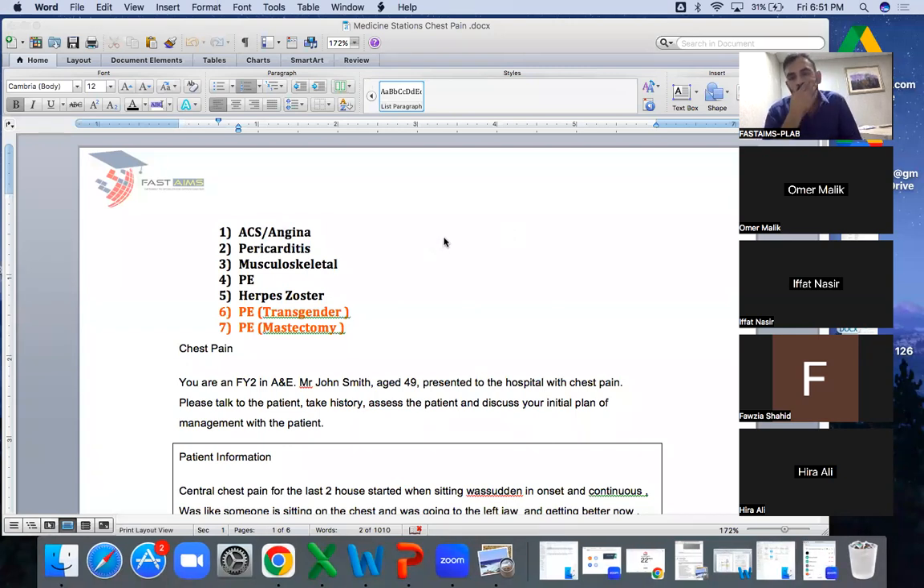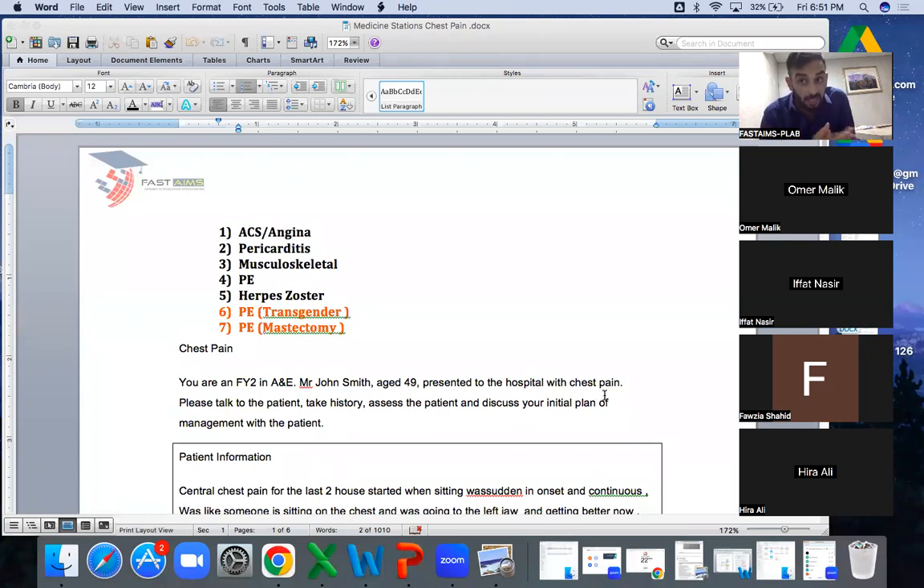Okay, the question is here, chest pain. We are going to discuss this case. This is the scenario. For example, you are FY2 in emergency department. Mr. John Smith, age 49, presented to the hospital with chest pain.